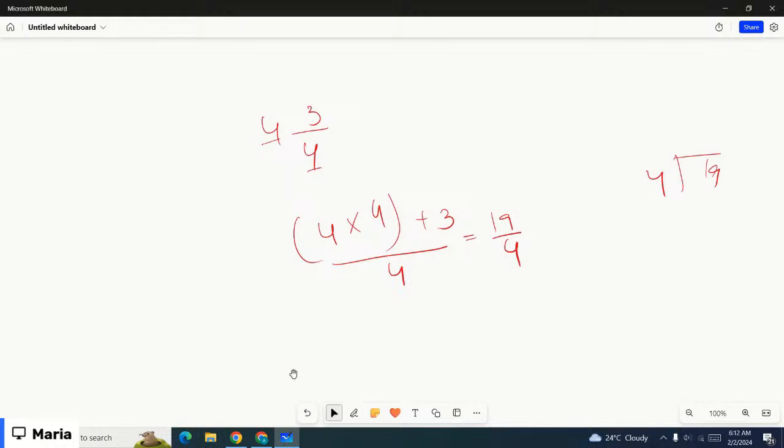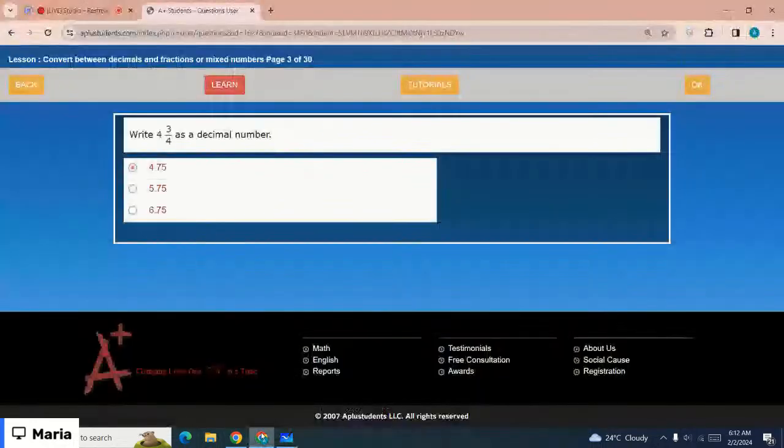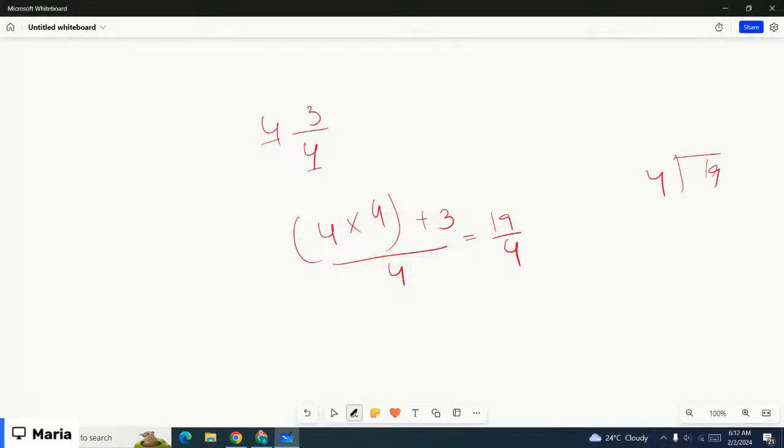You need to write down the answer in decimal form. So you have to do 4 times 4 is 16, 19 minus 16 is 3. Put a decimal point over here and 0 over here. 4 times 7 is 28. 38 minus 28 is 2. 4 times 5 is 20. So the correct option is 4.75.